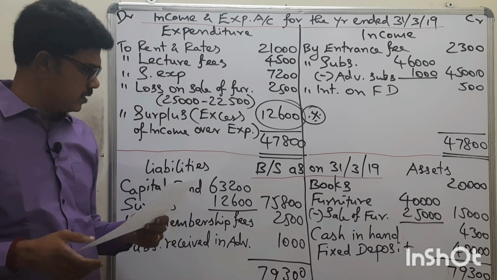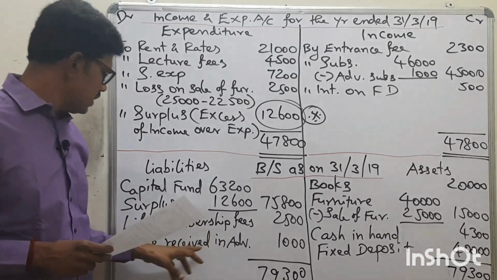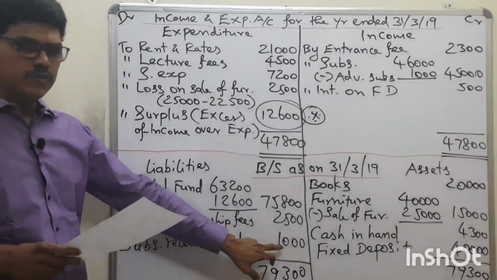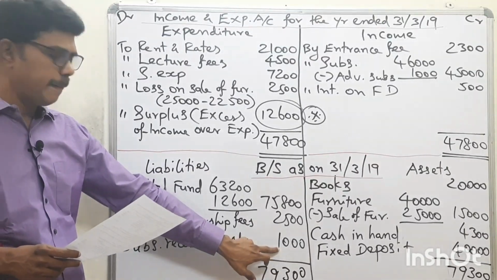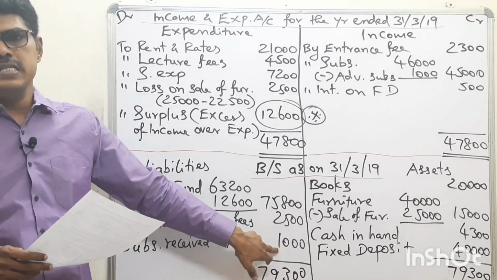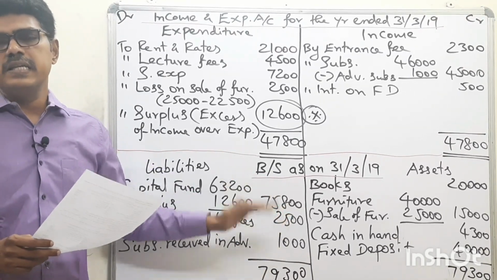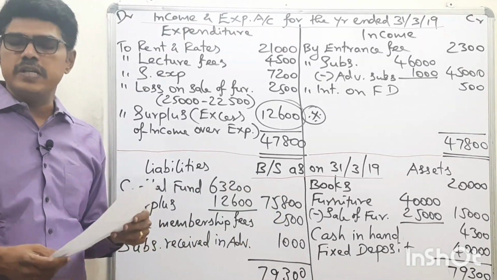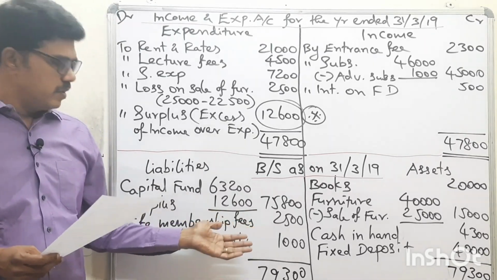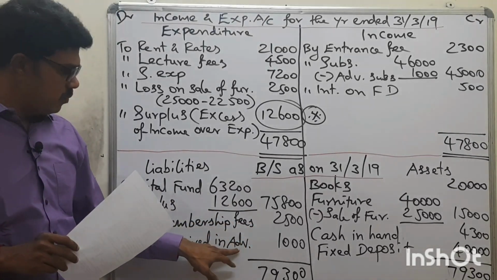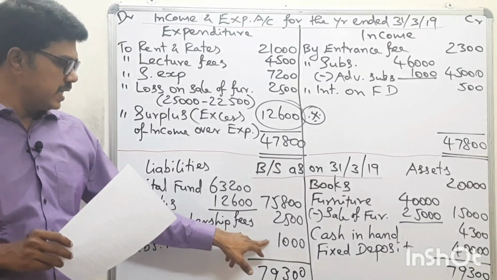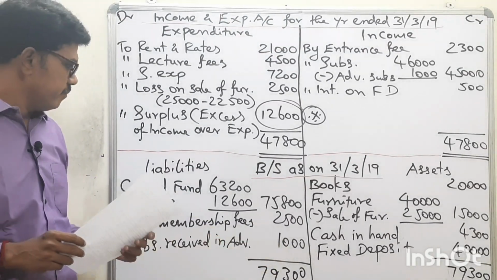Subscription received in advance is a liability until the due date arrives or until the next financial year commences, for which period the club has received the money. Until the date arrives, it should be treated as a liability.